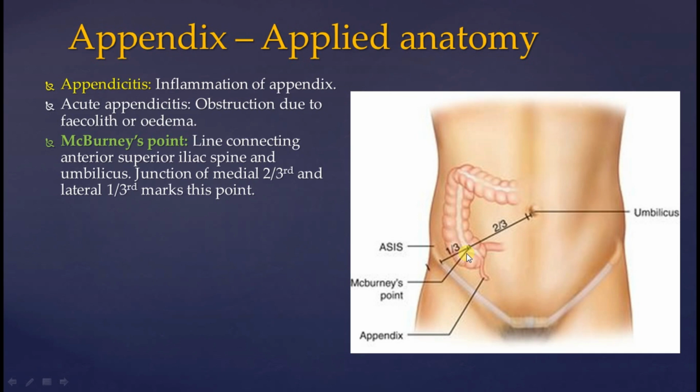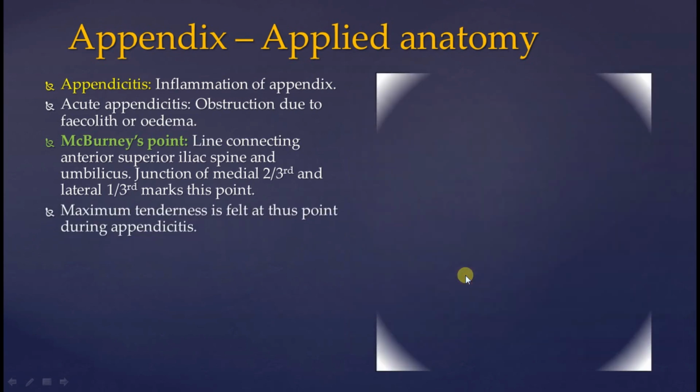Rigidity will come. The anterior abdominal wall might undergo spasm because of the involvement of the peritoneum. So maximum tenderness is felt at McBurney's point.